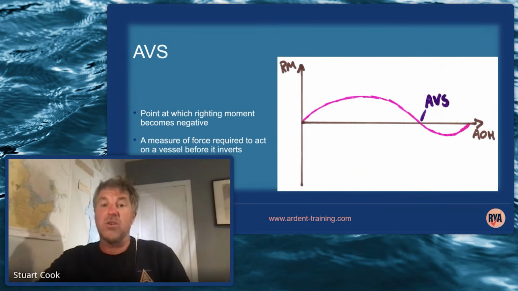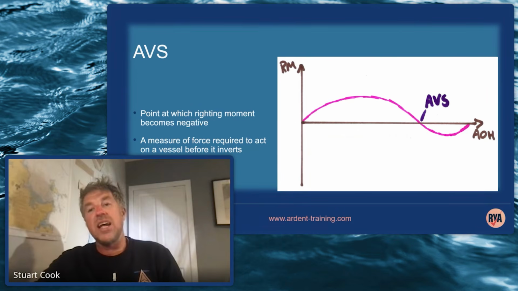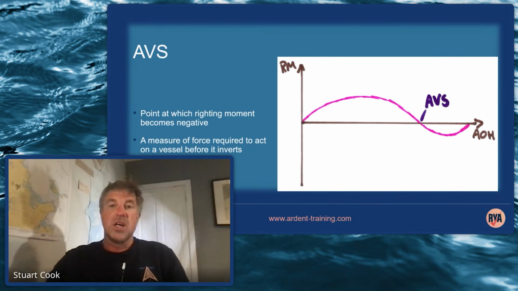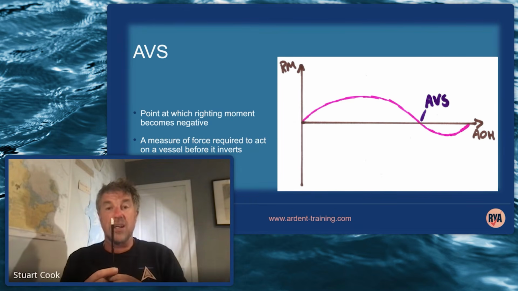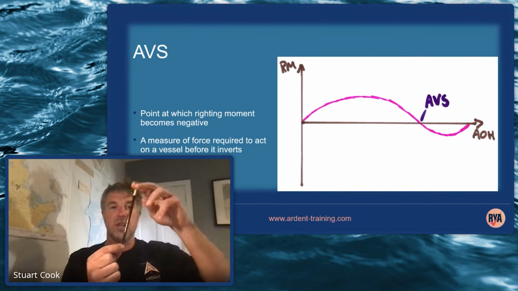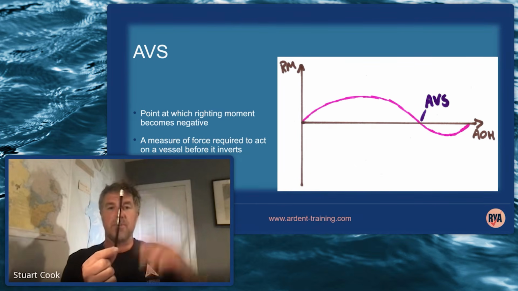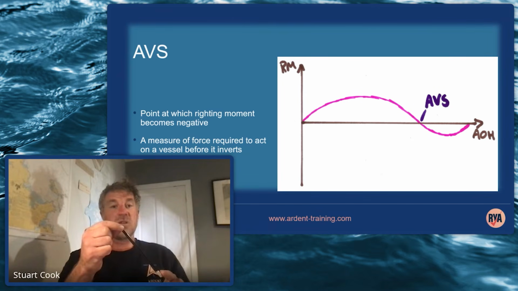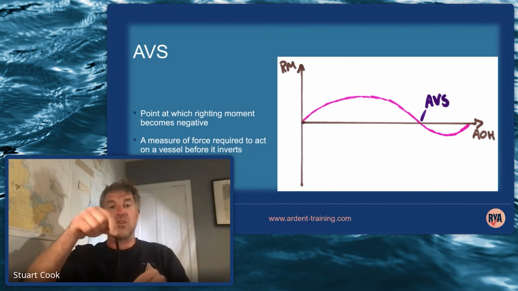First of all, the point where we lose a positive righting moment and get a negative righting moment is known as our AVS, our angle of vanishing stability. It does what it says on the tin: it's the point at which we lose stability of our vessel. As I said right at the start, stability is a measure of a boat's ability to return to its home position, its upright position. So you heel it over to here, the righting moment brings it upright. You heel it over to here, the righting moment brings it upright. You heel it over to here, and the righting moment is not there anymore. It actually turns it upside down.